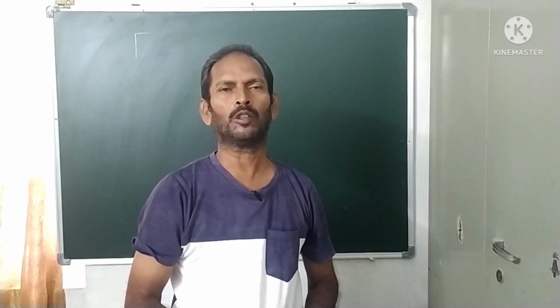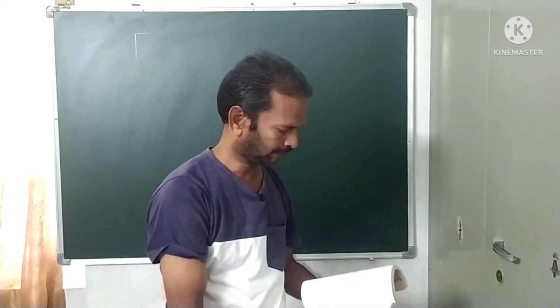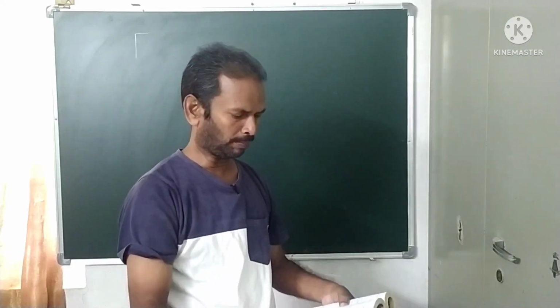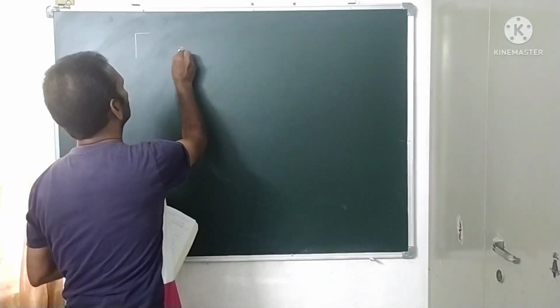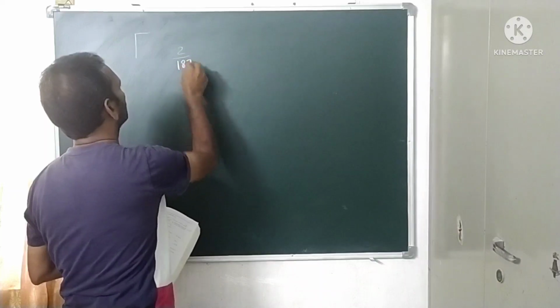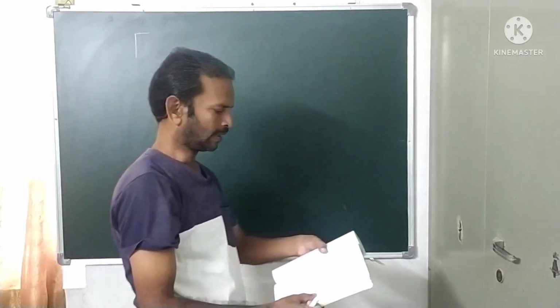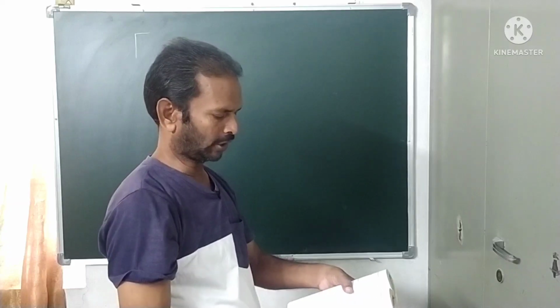Today we will discuss some more problems and some concepts in trigonometry. This is problem number 2, page number 187. Choose the correct option and justify your choice.